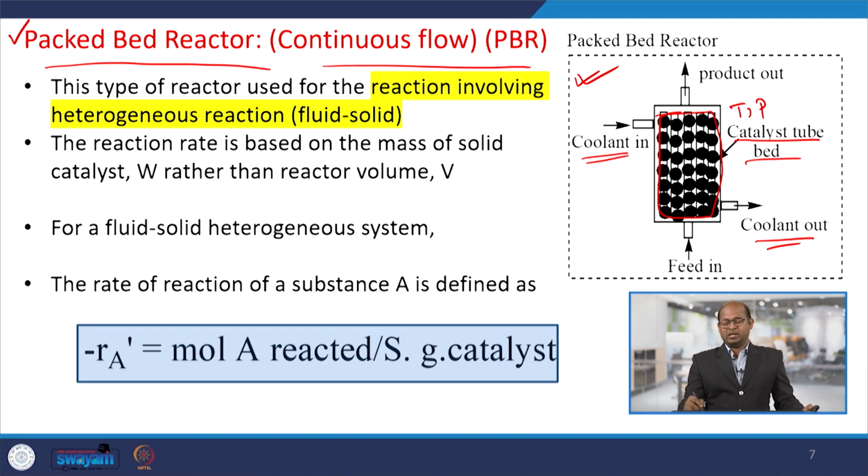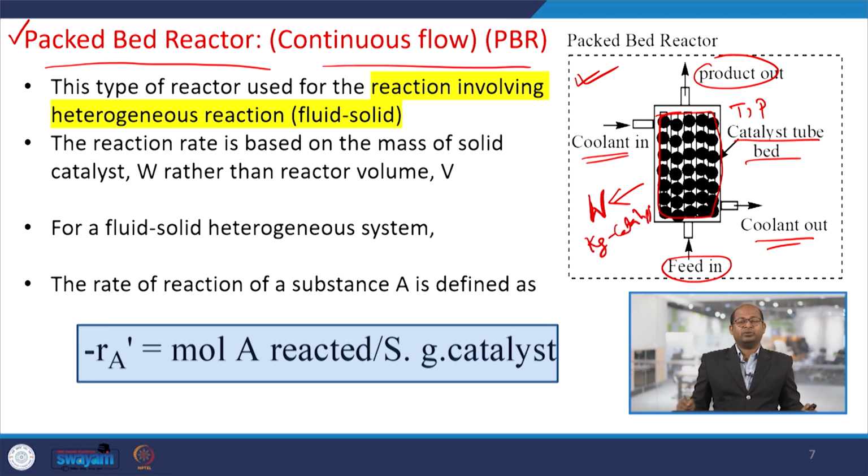If we pass the feed from the bottom, we get the product from the reactor once the reactants pass through the catalyst bed. In this type of reactor, the amount of catalyst used may be 1 kg, 2 kg, or 10 kg, in terms of kg. So here we are not expressing anything in volume. For packed bed reactors we use weight W.